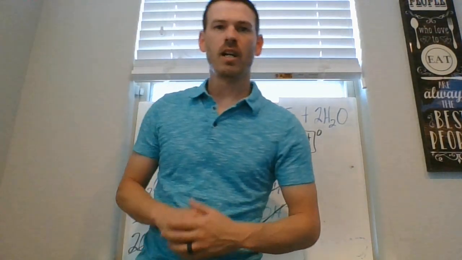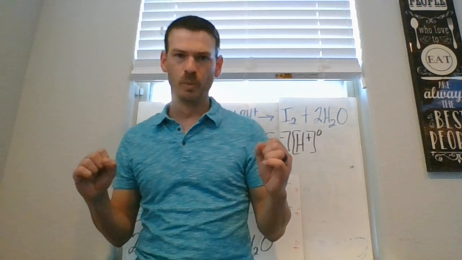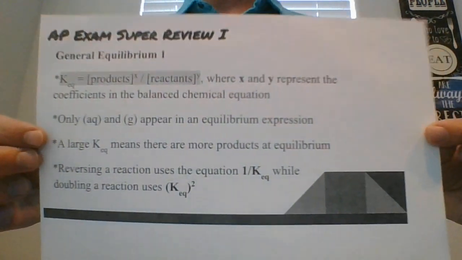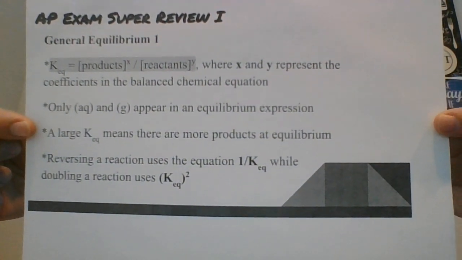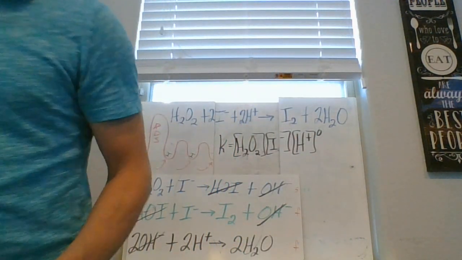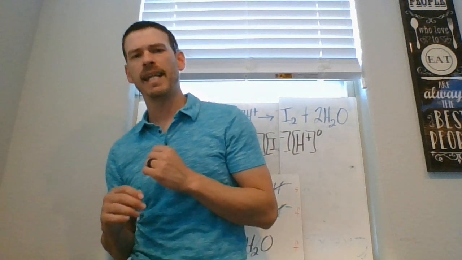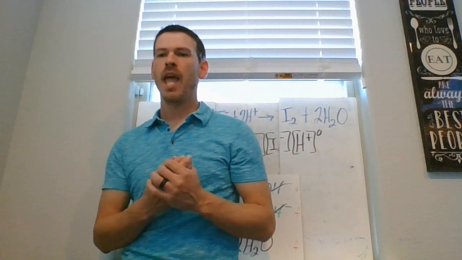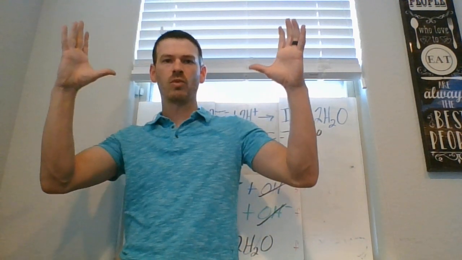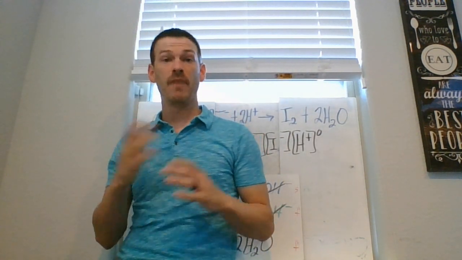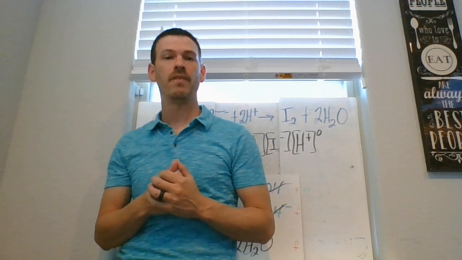The last topic we're going to cover in this first super review is our general equilibrium. So if you remember when we're looking at general equilibrium, it's another K equals expression. And it's where we take all of the products raised to the power of their coefficients divided by all of the reactants raised to the power of their coefficients.